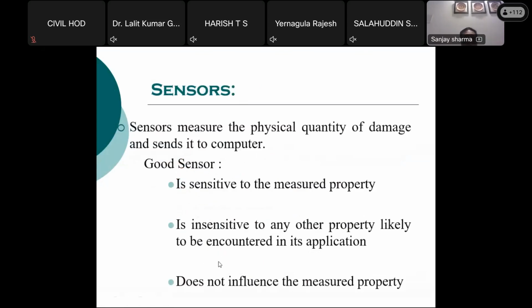So sensors, we need to select the sensors also. So good sensors. What properties are to be measured? Is it sensitive to that? Is it insensitive to any other property that is likely to be encountered in the application and does not influence the measured property?